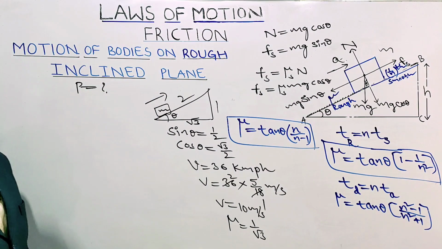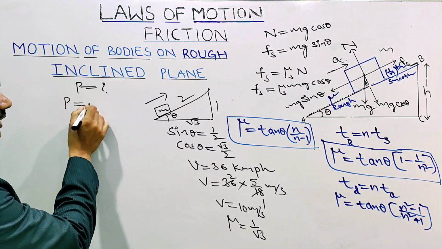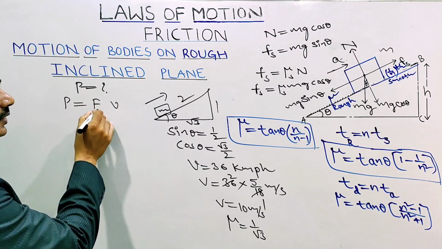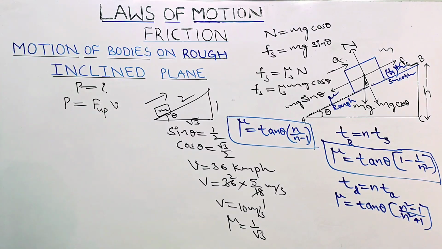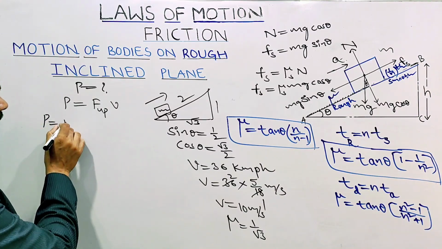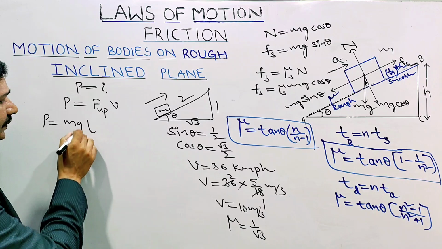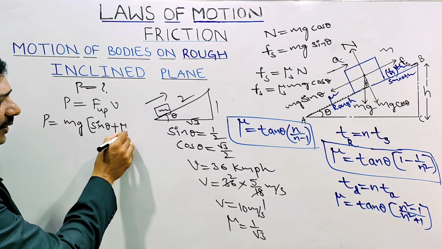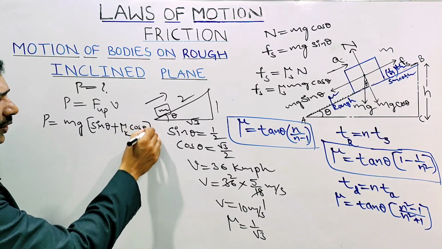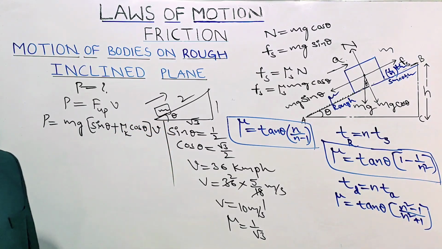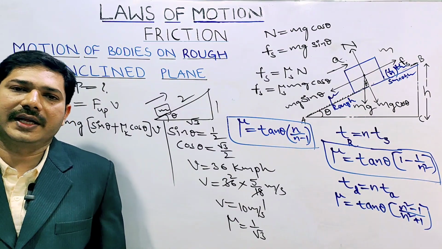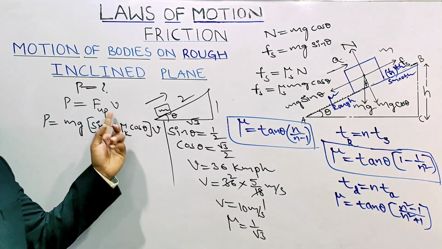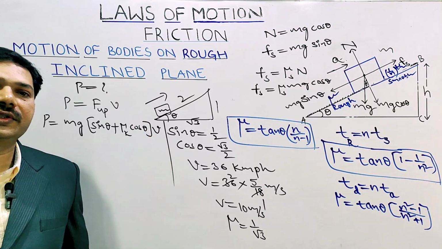Power formula: we know that the relation between power and velocity is P equal to Fv. The body is sliding up, so F is mg into sin theta plus mu k cos theta. So P equal to mg into (sin theta plus mu k cos theta) into V. Why? Because the body is sliding up, and power equals force into velocity.